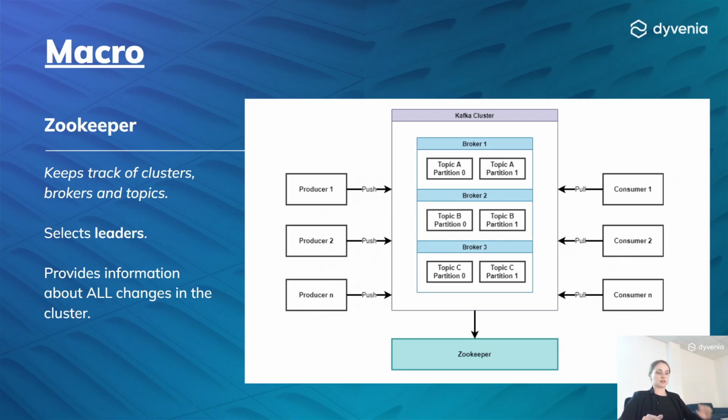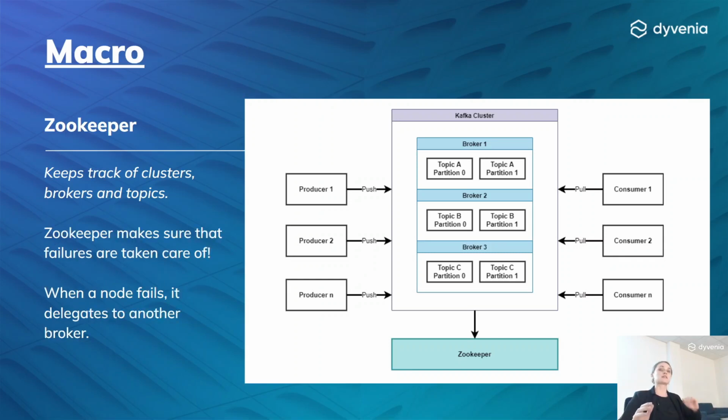And Zookeeper is basically the main guy in Kafka. It keeps track of clusters, brokers, and topics. It selects leaders, which I will talk about in a second. It provides all the information about any change in the cluster. So whenever there is a fault, whenever something new has happened, or a broker is up again, all of this information is handled by Zookeeper. That's why Kafka is very fault tolerant. It's because Zookeeper keeps track of everything, every failure of a node or a broker. It delegates every task to a different component. So whenever something bad happens, Zookeeper is there to handle it.